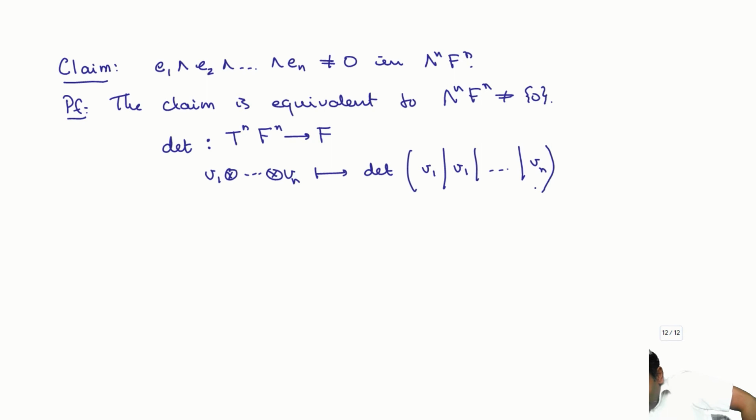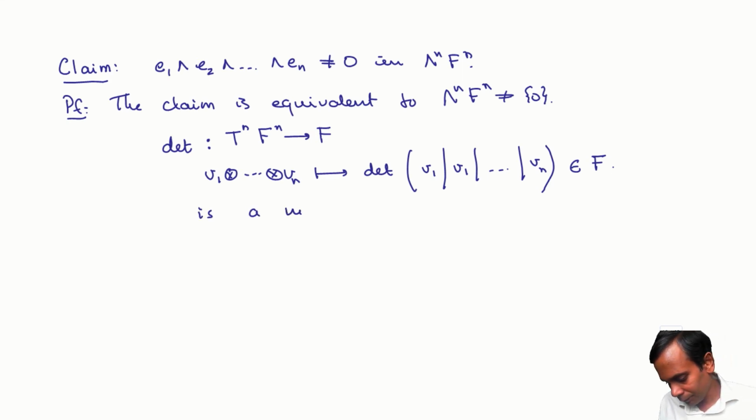So firstly, you know that the determinant is multilinear in the columns, so this gives rise to a well-defined linear map from the tensor product, the nth tensor power of Fn, to F. And this is a non-zero linear map, because there are matrices with non-zero determinants, such as the identity matrix.